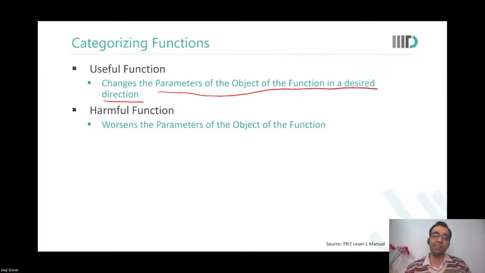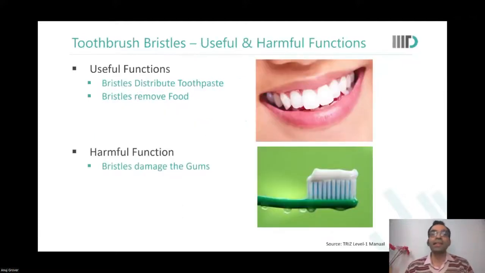So functions are categorized as useful functions and harmful functions. In the case of a toothbrush, useful functions could be: bristles distribute toothpaste, bristles remove food, bristles remove plaque. And a harmful function could be: bristles damage gums. So if we can have a toothbrush which would do just these two things and not this, it would be a better toothbrush. Is it not?